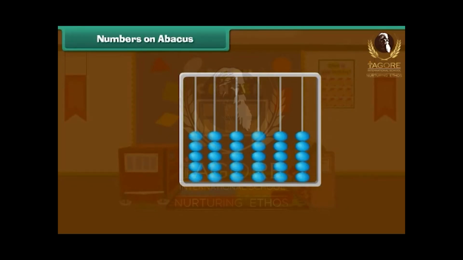Numbers on abacus. We can use an abacus for counting. This is an abacus. It has many strings and each string has many balls. We use the rightmost string to count ones. We use the next string to count tens.